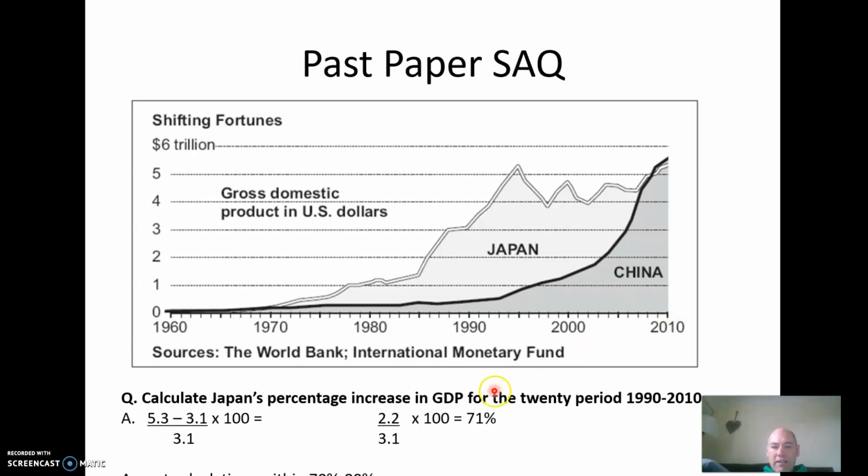Okay, hopefully you guys have had a chance to do that. This was my workings out. Okay, 5.3 minus 3.1 over the original 3.1 times 100 gave me 71%. Not completely accurate, I think you can't see everything there. The WJEC accepted calculations within the 70 to 80% range.